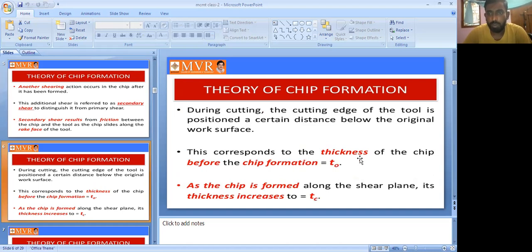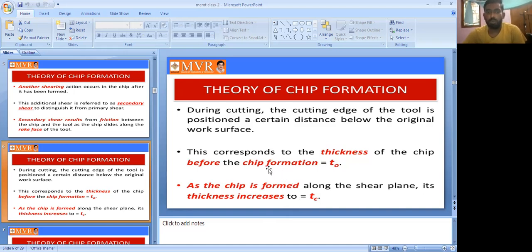The thickness of the chip before the chip formation is called t naught. As the chip is formed along the shear plane, its thickness increases. The thickness after chip formation is t c. So here t naught is not equal to t c.